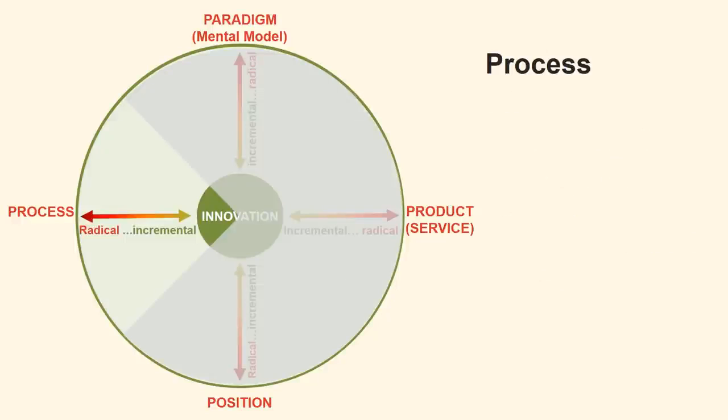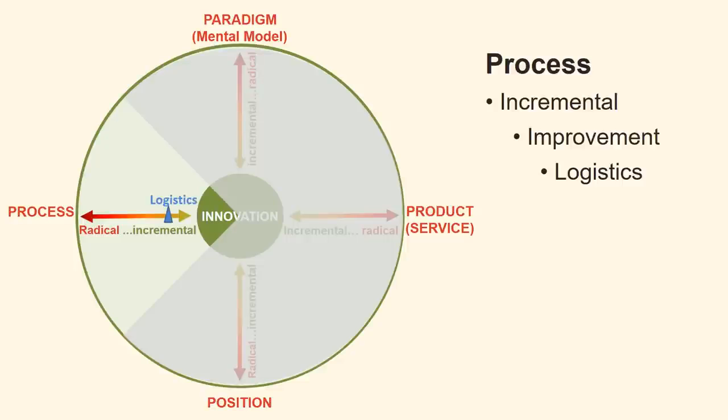Process innovation. Improved retailing logistics. The goods reach the stores 2 weeks after ordering instead of 4 weeks. This is an incremental innovation. We do it a little better than before.